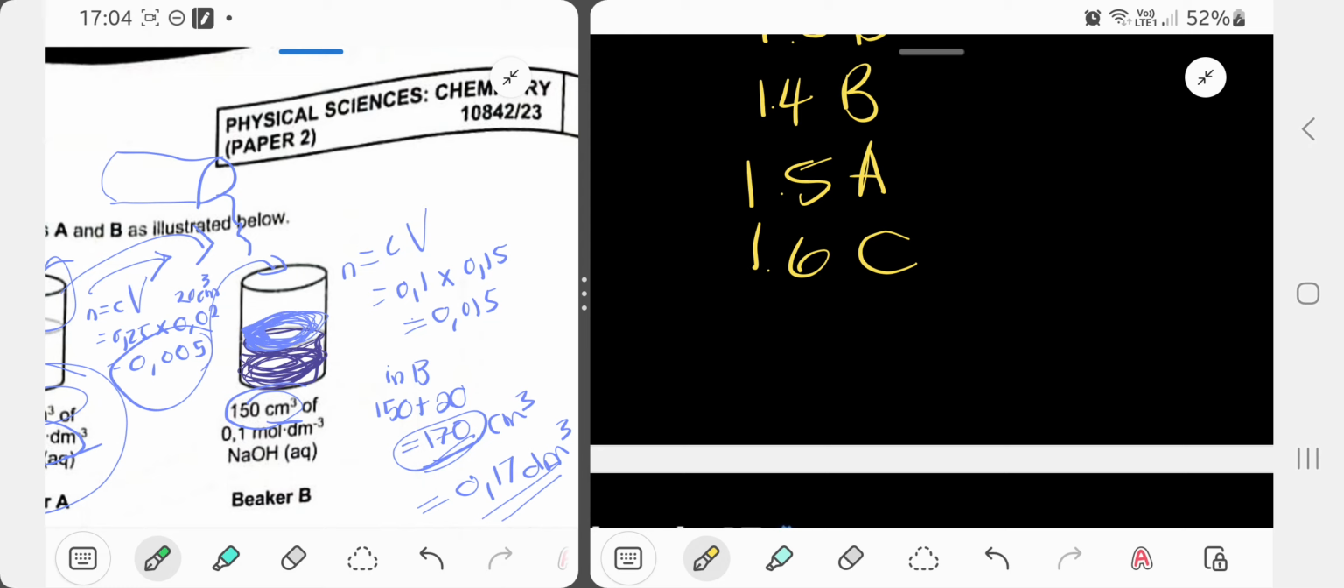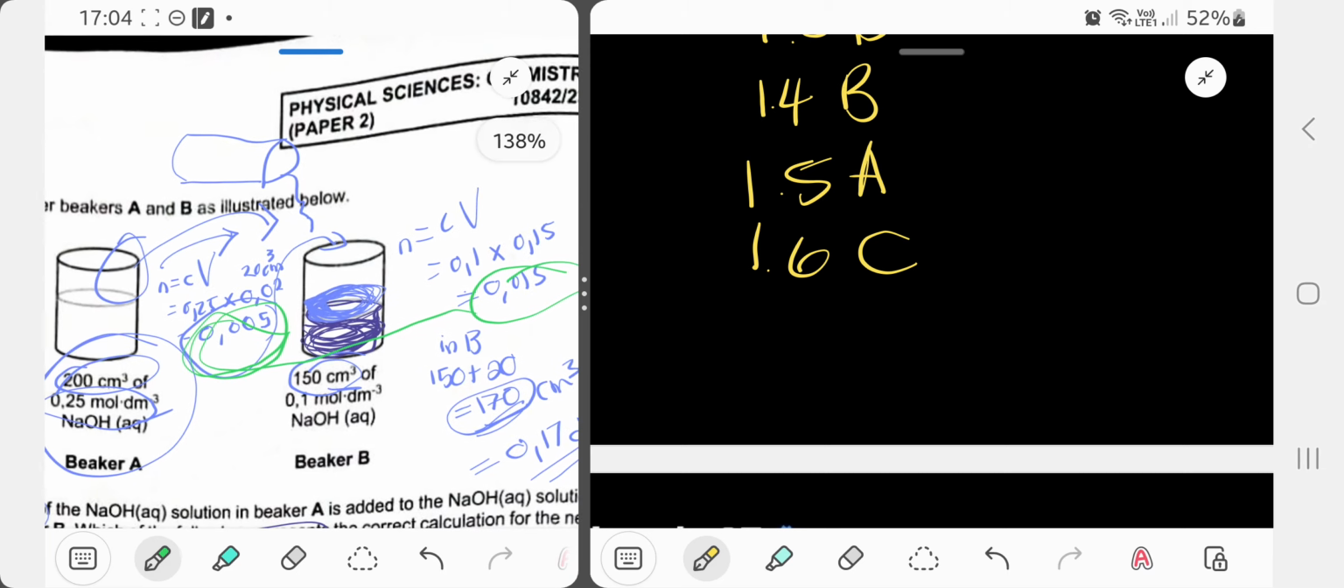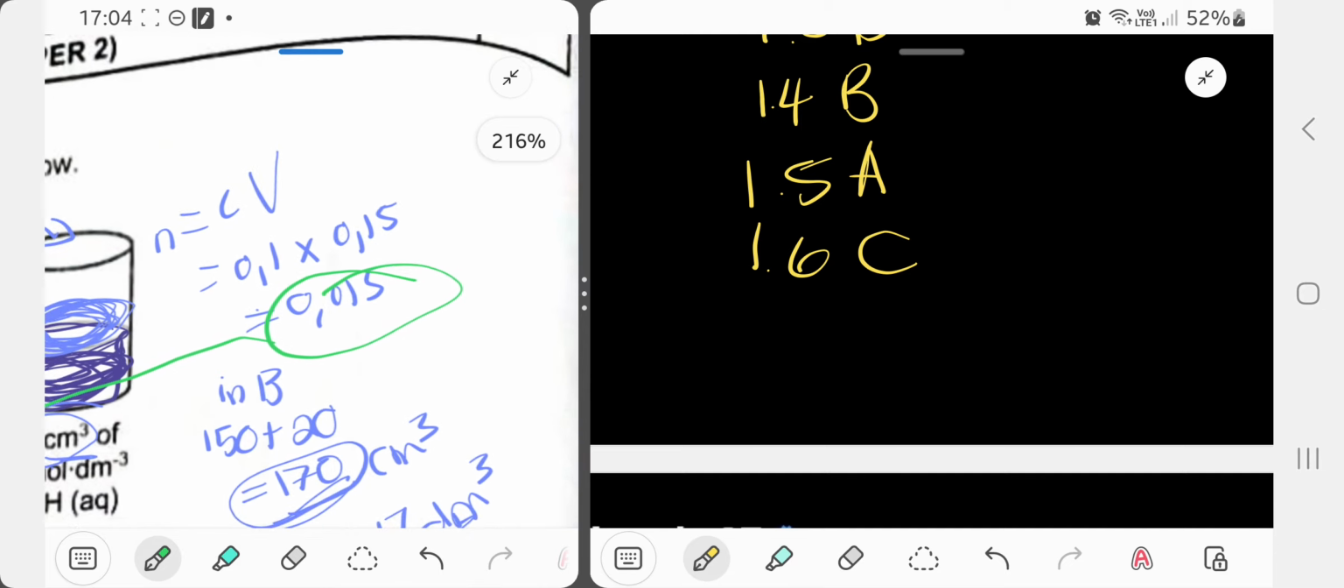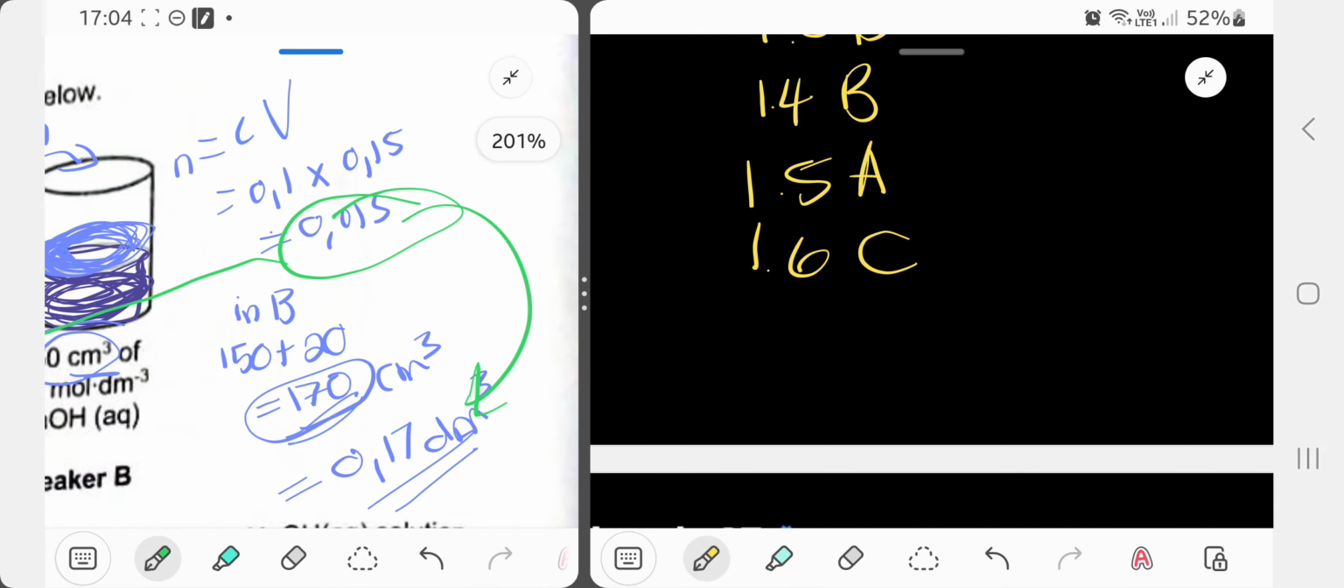So what this means for us is that for the total number of moles, we can add the number of moles because it's the same thing. Remember, it's NaOH and also NaOH. So we are allowed to add these two guys here. So we're going to add 0.005 plus 0.015 as the total number of moles. And then obviously our volume is this guy here.